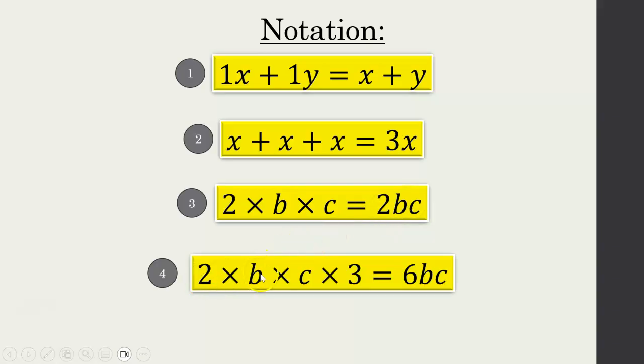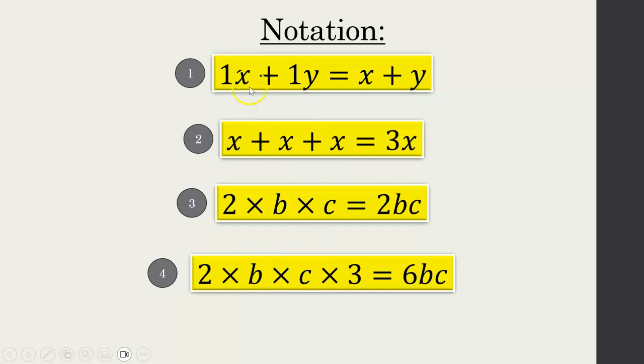Last thing, if I had 2 times b times c times 3. Now in this case, I still can't combine b times c, but I have 2 multiplied by 3. Now I know the 3 is at the end, but it doesn't matter. You can swap these all around. Multiplication, it's like addition. You can swap: 2 times 3 is the same as 3 times 2. So 2 times 3, that's equal to 6. And then I have times b times c. So this is equal to 6bc. So in this case, I can actually multiply the two constants together but then I am just left with the variables multiplying each other.